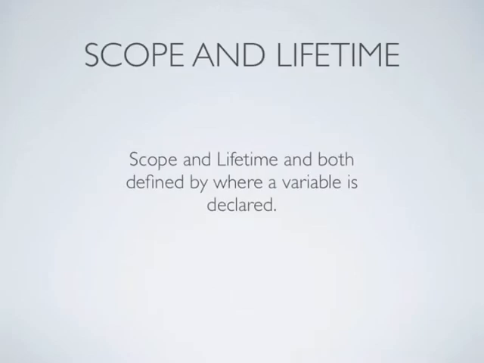Scope and lifetime are both defined based on where we actually declare a variable. So the declaration is very important, where we put that declaration, because it's going to determine what the scope and lifetime of that variable are. As far as scope goes, there are essentially two different scopes in JavaScript that we'll be concerned with. One is called the global scope. The other is called the local scope.